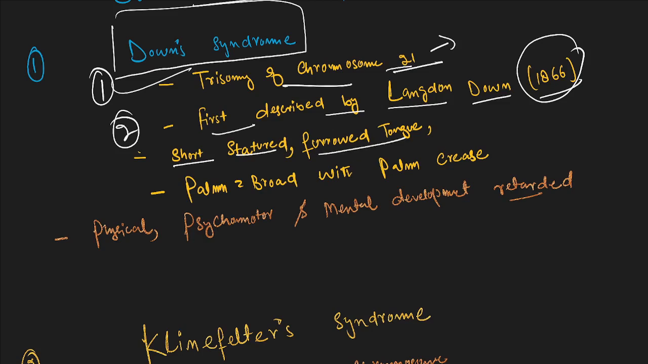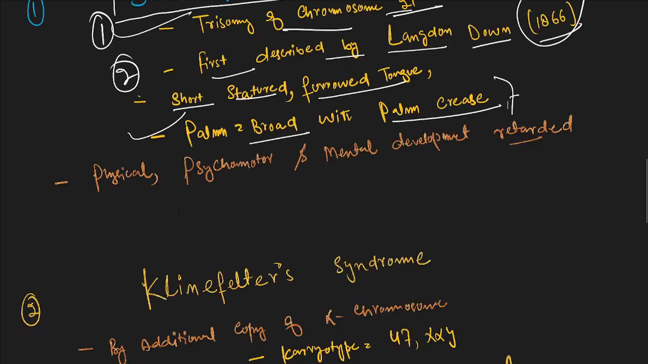After that, their tongue is always furrowed. After that, if we talk about their palm, the palms are broad with a palm crease. So these become their characteristics.